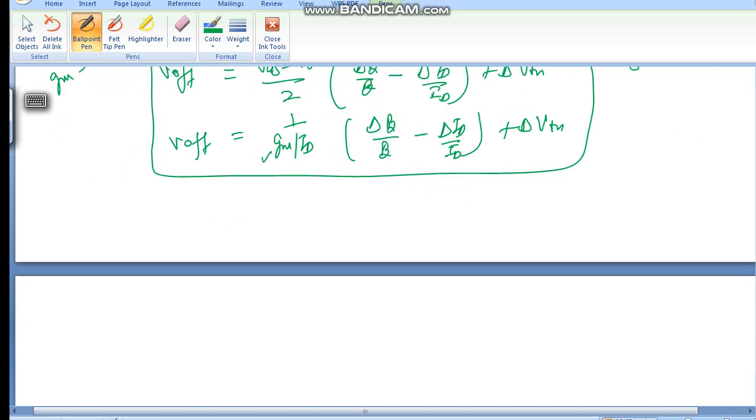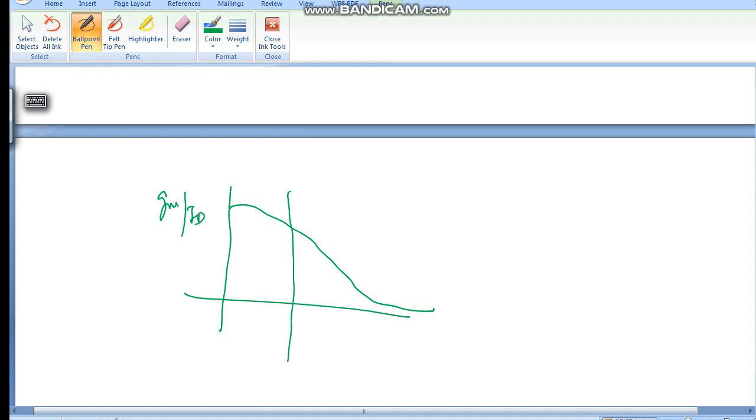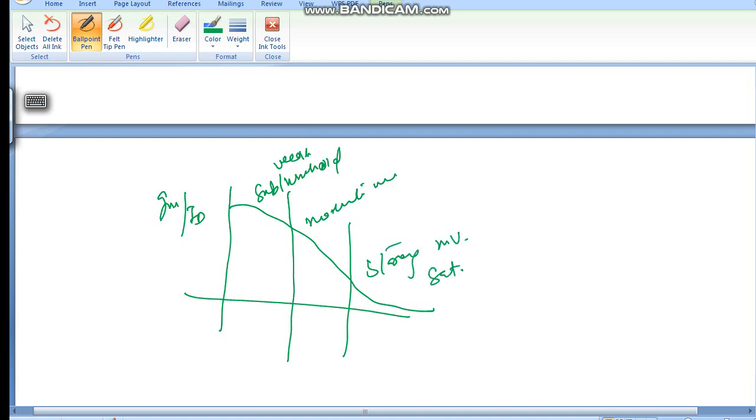So here I would like to add this point: if I draw the GM by ID plot, this is maximum in the subthreshold region, and this is the moderate inversion region. This is the subthreshold or weak inversion region. This is the strong inversion region or saturation region. Now GM by ID values near 20-25 usually come here.